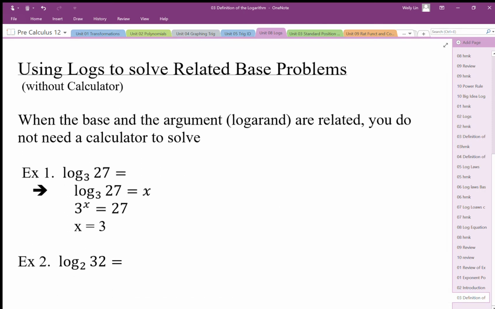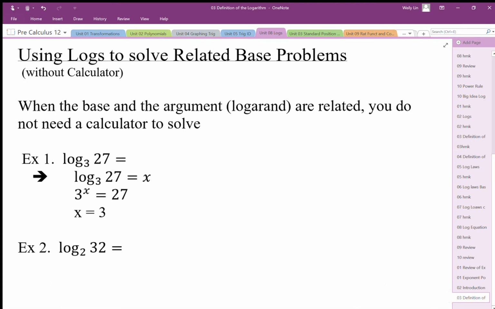So we're going to solve some related base problems, and these are going to be done without a calculator. Anytime you have bases that are related, we shouldn't be using a calculator to solve them. So example here, we have log base 3 of 27. This means that the base, base 3, and the argument 27 have a common base of base 3, and so we can solve this using this common base without having to rely on a calculator.